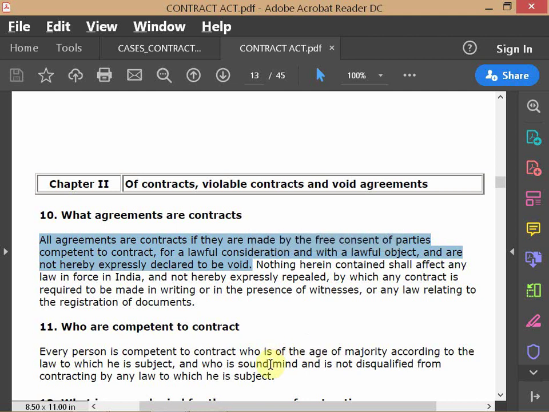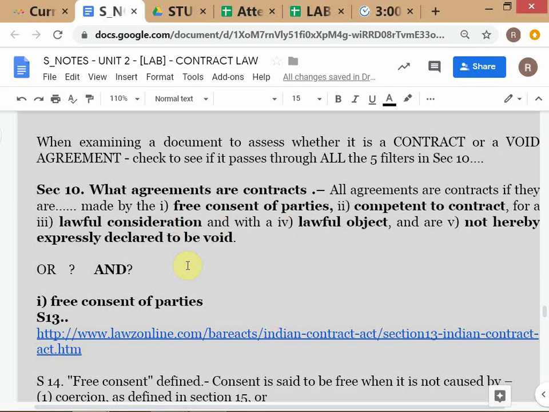You can see it's just a jumble of words, right? So I've tried to split it up. Free consent of parties, I will split it up, and these notes are already in your notes, these things I'm talking about from the Act. All agreements are contracts if made by free consent of parties competent to contract, for a lawful consideration. Now, when you say comma for a lawful consideration, does it mean this or this, or this and this? The first thing to notice is that it sets up various conditions in the first part, and they are to be read as and, not or. So to make it easier to understand, I have explicitly split it up, put in Roman numerals, and put stuff in bold, so it's easier to understand the 5 filters.